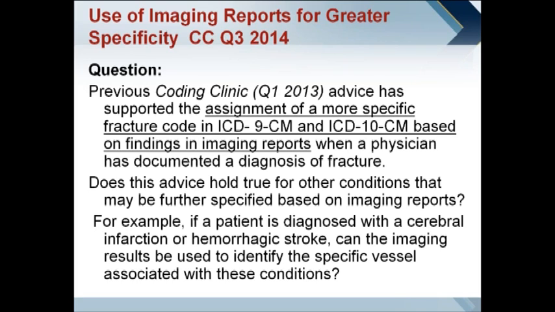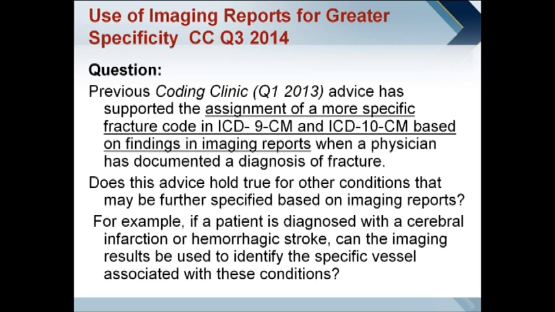The other coding clinic that actually proves itself to be very useful is also about using imaging reports. And this is a very useful coding clinic because it does two things. It refers us to a previous coding clinic that tells us advice has supported the assignment of a more specific fracture code based on imaging findings when the physician has documented the diagnosis of a fracture. Q1 2013 tells us that when a fracture is being documented, we can go to the radiology report to determine the exact site if it is not given to us in the physician documentation.